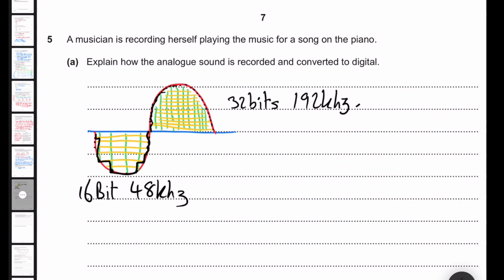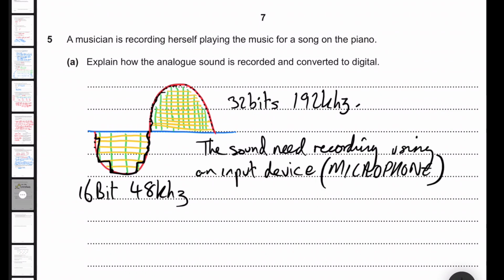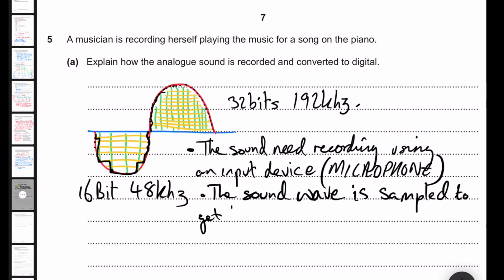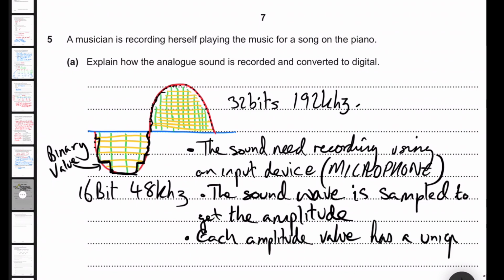So to try and explain this, sound needs recording using an input device, a microphone. That's number 1. And then the sound wave is sampled, okay? Sampled to get the amplitude. What's it worth? This is 5 marks. So the sound is recorded with a microphone. The sound wave is sampled to get the amplitude. Each amplitude value is a unique binary value.